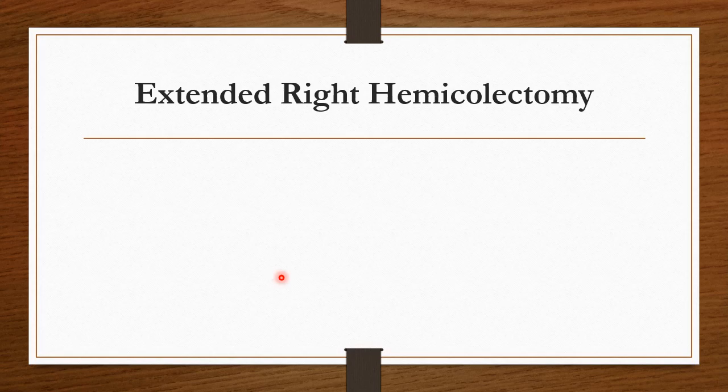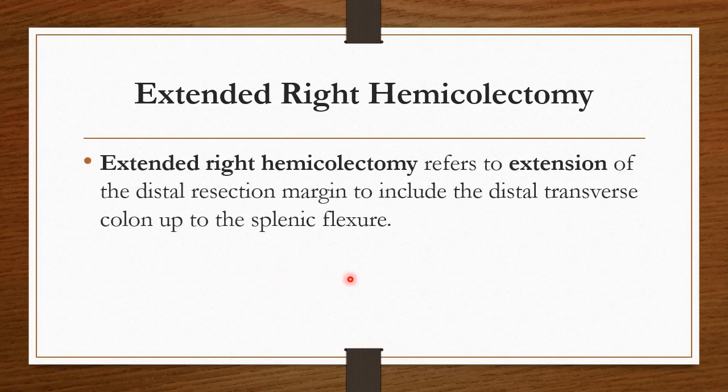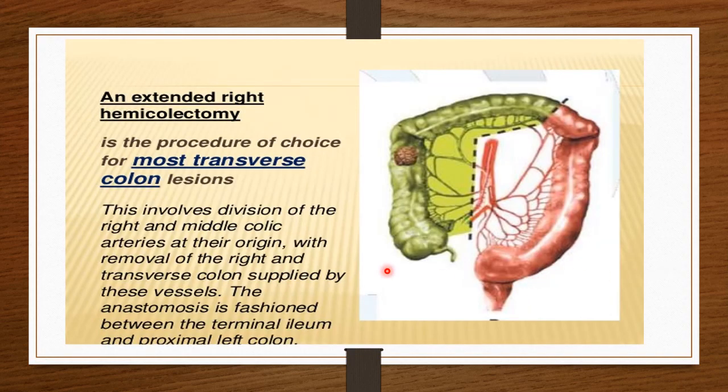Extended right hemicolectomy refers to extension of the distal resection margin of the transverse colon to include the distal transverse colon right up to the splenic flexure. Okay, this is a diagram showing you it in right hemicolectomy. You transect here. So in extended, you extend the margin of resection to the splenic flexure. That means the whole of the transverse colon and ascending colon with cecum are transected and removed.